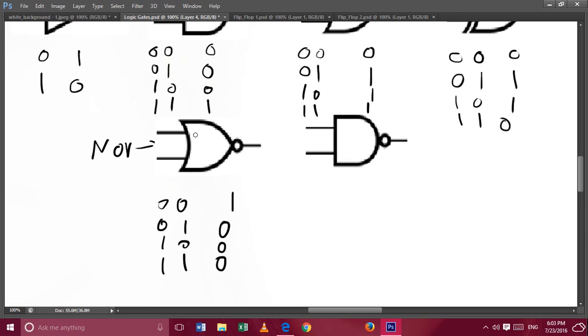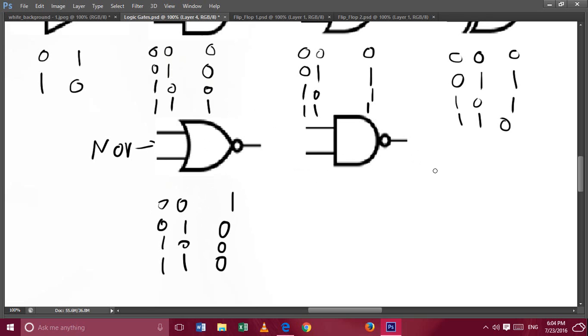Now this here is equal to OR and then NOT. But again, it's easier to memorize it like this, and instead of saying, okay, this is the NOT of OR, no. Just make sure when you have a NOR gate, it only outputs 1 when both inputs are 0. Anything else, it doesn't output 1.